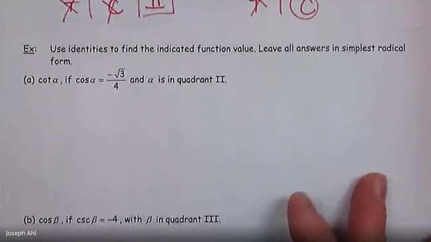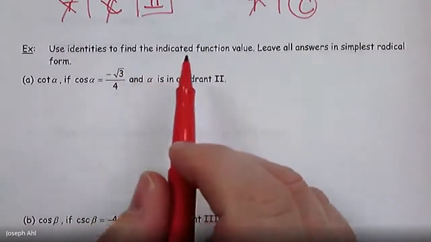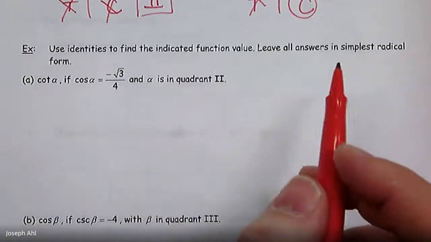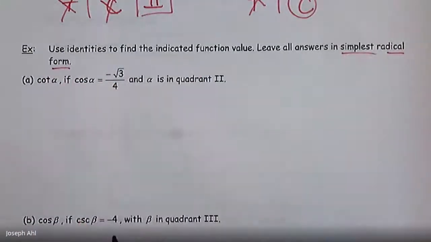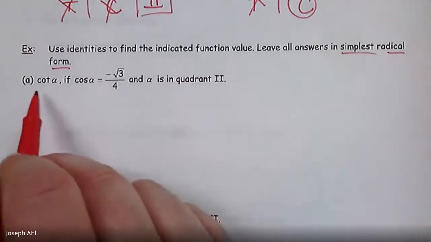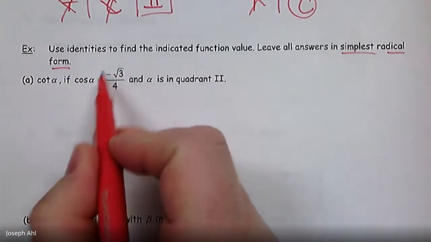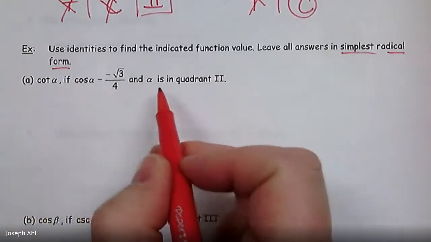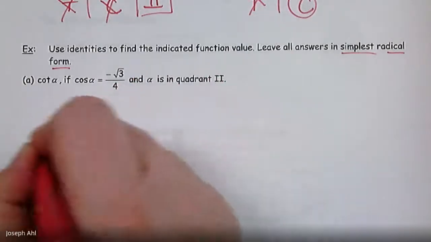All right, moving on to use a little bit more with some reciprocal identities. Use the identities to find the indicated function value. We're going to leave answers in simplest radical form. So all that means really is that we want to make sure we don't leave any radicals in the denominator. So for the first one, cotangent of alpha is what we're looking for, if cosine of alpha is negative radical 3 over 4, and alpha is in quadrant 2. So what we're going to have to do is sketch an angle in quadrant 2.